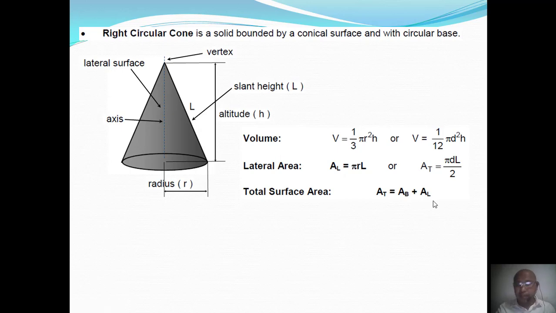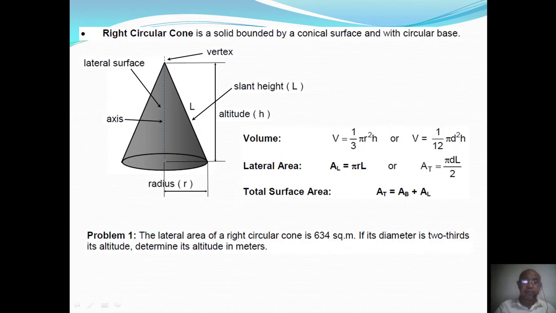Okay, so problem. The lateral area of a right circular cone is 634 square meters. If its diameter is 2/3 its altitude, determine its altitude in meters. Okay? So we are given a right circular cone and the lateral area is given. Diameter is 2/3 the altitude. So determine the altitude.